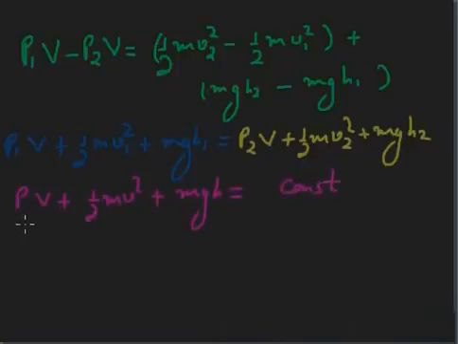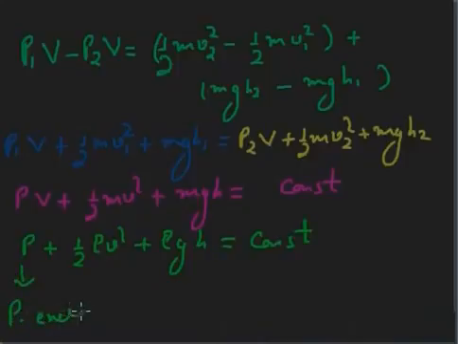Now if you divide this by the volume, this expression becomes P plus half, mass by volume, which you can write as density, rho v square, plus rho g h is equal to constant. Here P is termed pressure energy, half rho v square is termed kinetic energy, and rho g h is termed potential energy. The sum of pressure energy, kinetic energy and potential energy remains constant, and this is the proof of Bernoulli's theorem.